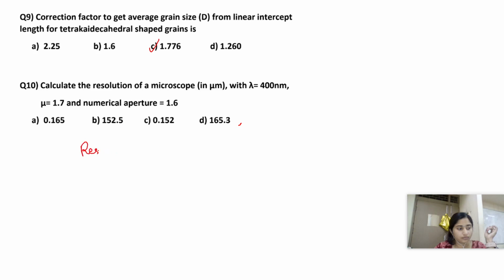So we have to use here resolution is equal to 0.61 lambda divided by mu sin theta. So lambda is given, sin theta is given, and what is given? Mu, refractive index is given, and numerical aperture. So what is numerical aperture? Numerical aperture is mu sin theta.